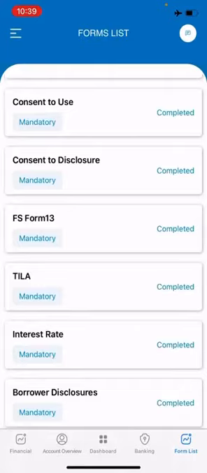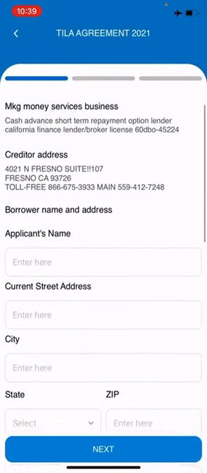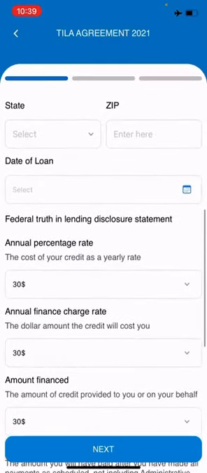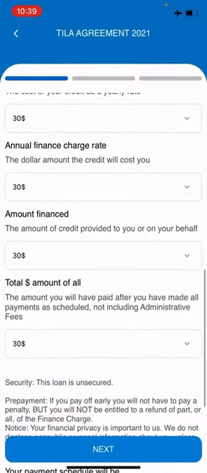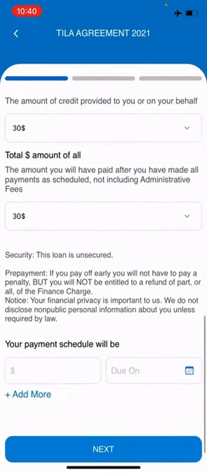The other one will be the TILA, which is the Truth in Lending and Disclosure, and the Truth in Lending Act agreement of 2021. It's going to let you know the name of the creditor, your borrower's name, how much money you're going to borrow, your percentage rate, the finance charges, the amount financed, the total amount of money that is going to be given to you, which would include your finance charges as well as the loan amount. And the loan will be unsecured. When will your payment date be, as well as how much you will be required to pay on a monthly basis, depending on what your loan is approved for and your ability to repay.